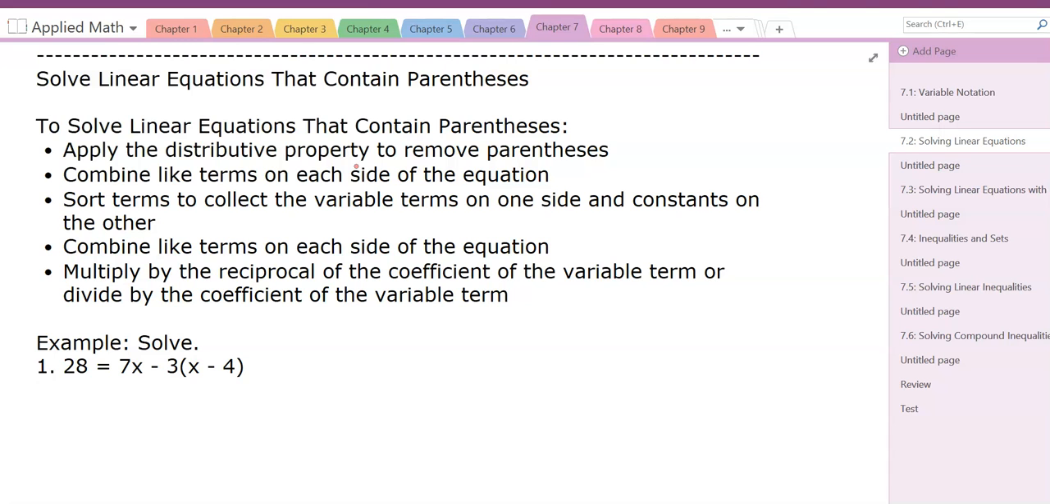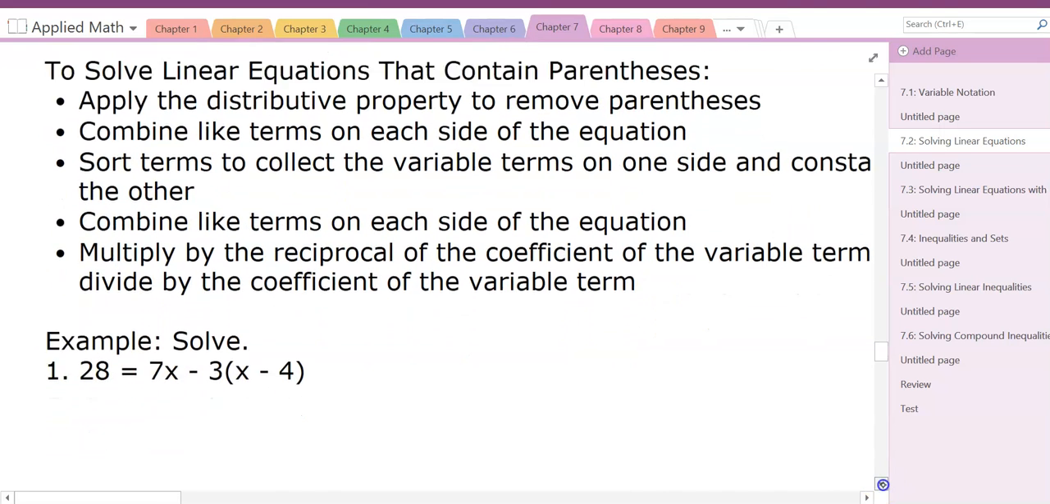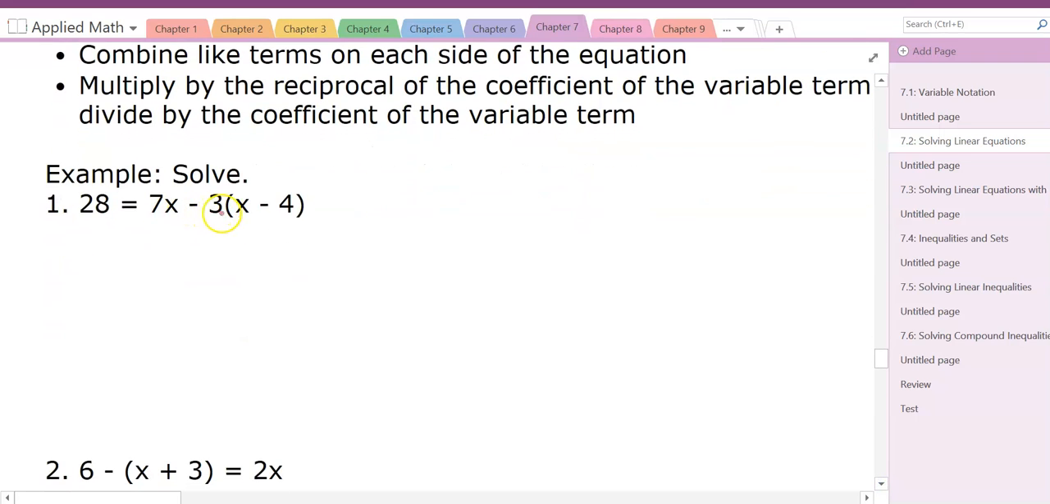So for the first one, it says 28 equals 7x minus 3 times x minus 4. So I'm going to distribute. Now be careful with these ones because you've got negatives involved. A common mistake I would see is that students will forget that negative and it throws off the entire answer. So we've got 28 equals 7x. Now you're taking negative 3 times x, so that would be negative 3x, and then negative 3 times a negative 4, which is 12.